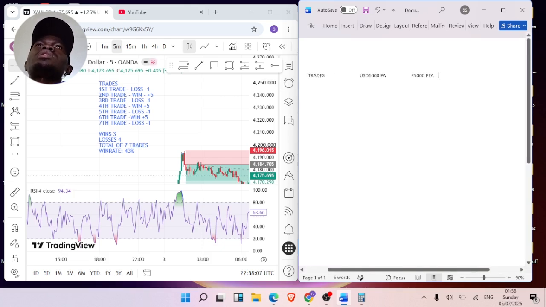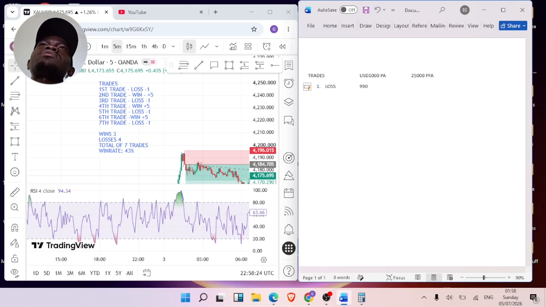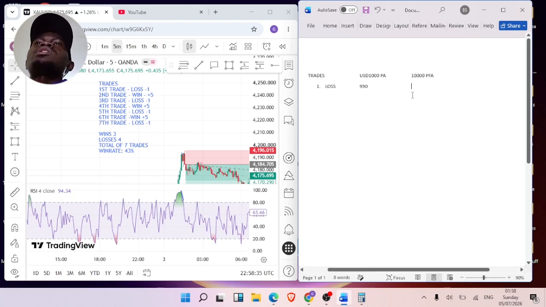Yeah. So the first trade was a loss, and that means our $1,000 account moves down to 990, and our pro forma account, let's use a $10,000 account for easy mathematics, risking 1% of 10,000, that means this account moves down to 9,900 if I'm not wrong. Yeah, so 9,900.